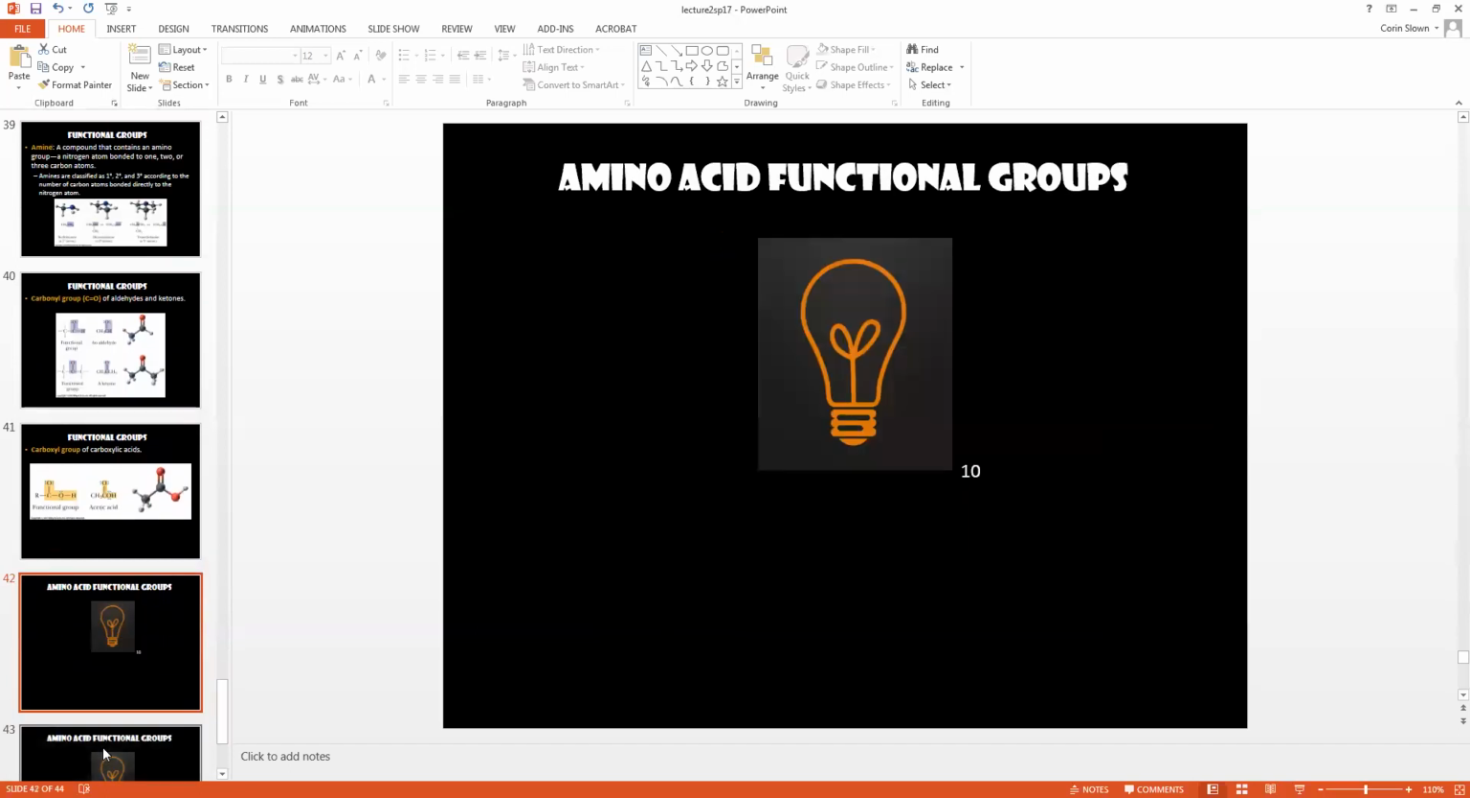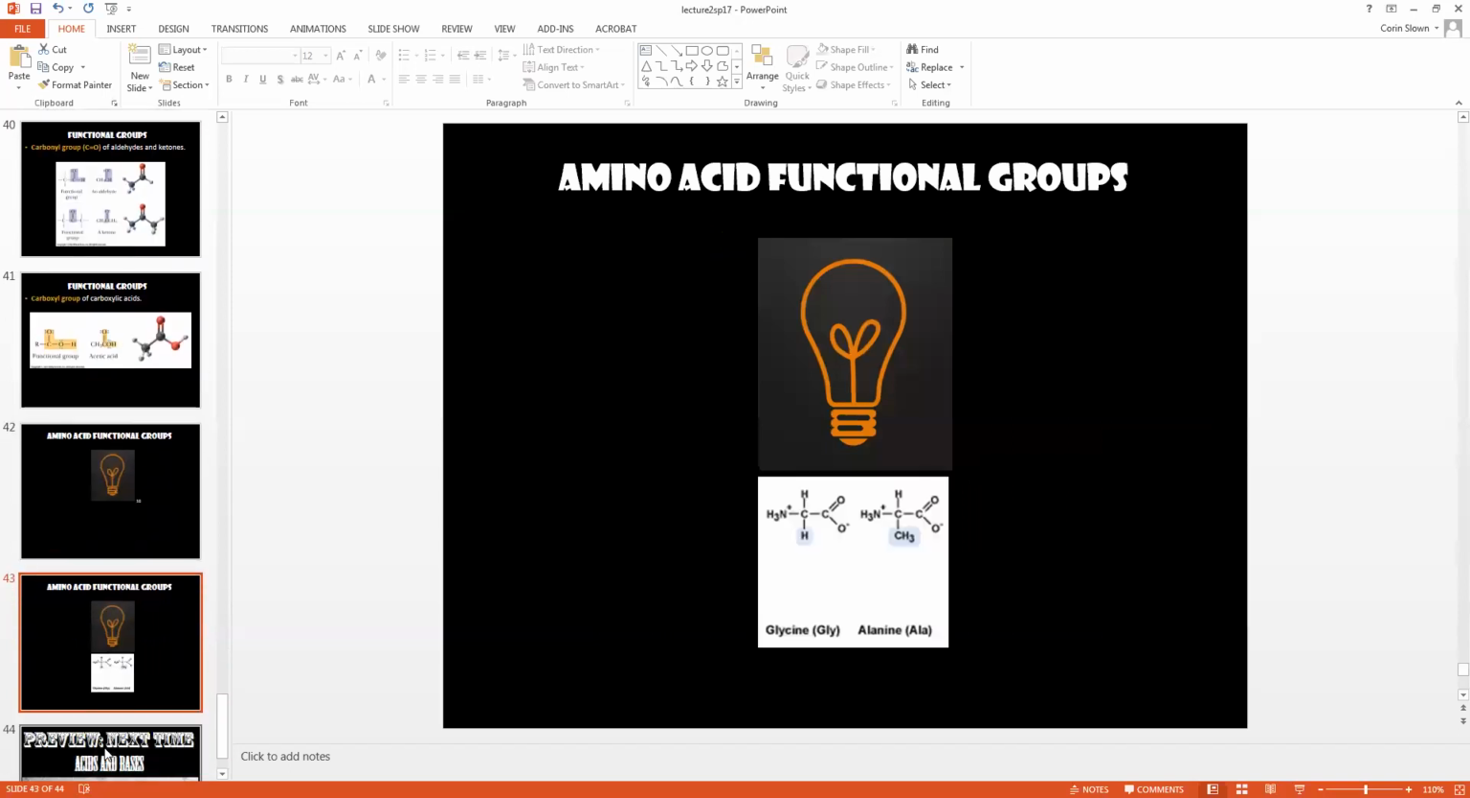I want you to think about amino acid functional groups. At this point, you should be adept at drawing two amino acids. What functional groups are present on those molecules? Take a look at glycine and alanine. You should see that there's an amine functional group, and there's also a carboxylic acid functional group.